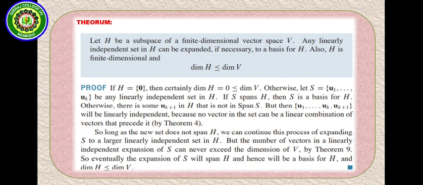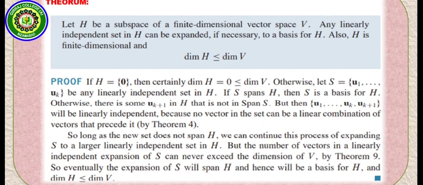So here the next theorem. Let H be a subspace of a finite dimensional vector space V. Any linearly independent set in H can be extended, if necessary, to a basis for H. Also H is finite dimensional and dimension of H is less than or equal to dimension of V. First we take H equal to the singleton zero. Then certainly dimension of H equals 0, which is less than or equal to dimension of V. So in the first case, H equal to singleton zero, the theorem is proved. Second case, H not equal to singleton zero.